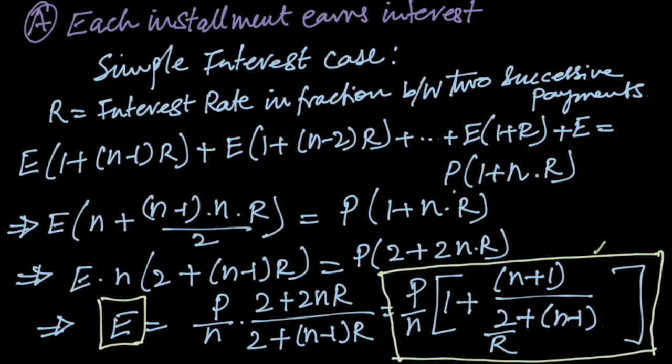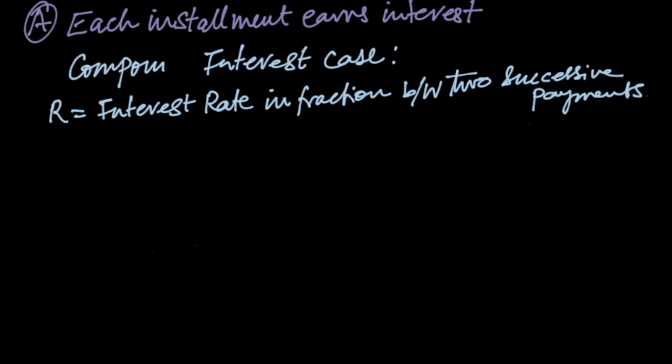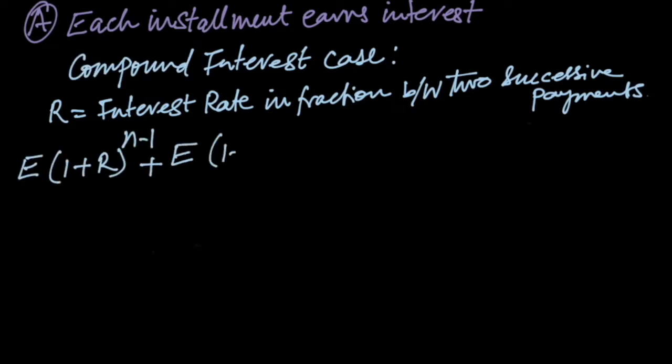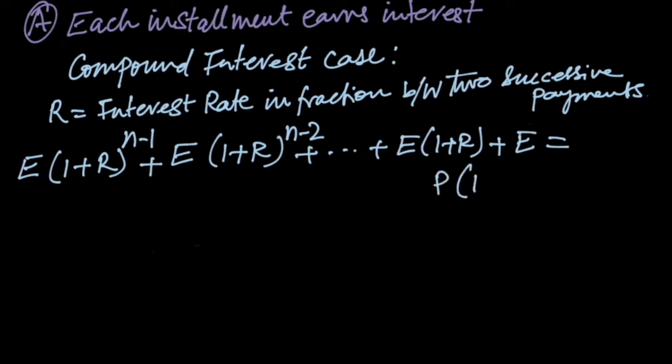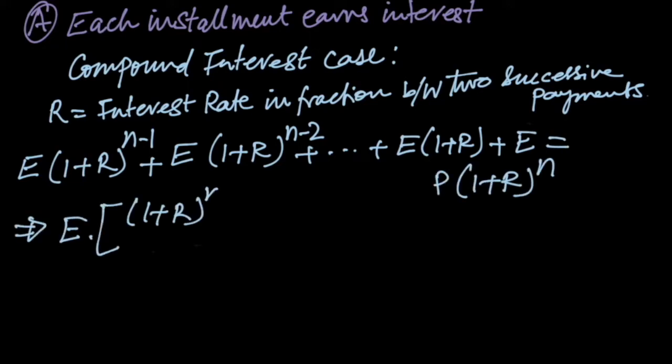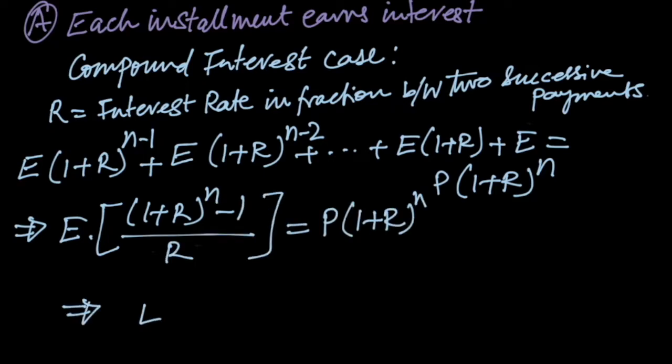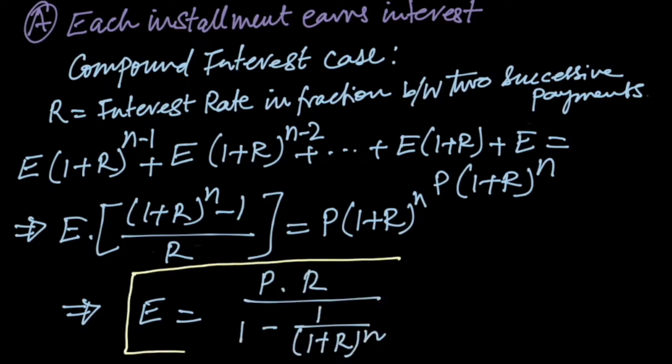Now let's take the case of compound interest. Here the first installment earns compound interest for n-1 periods. The second installment earns compound interest for n-2 periods. If we simplify the equation, we get this formula for the installment amount.